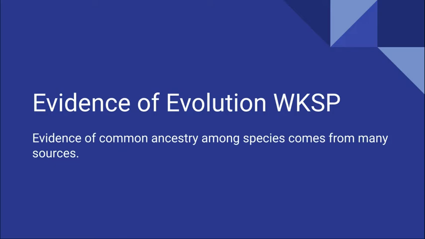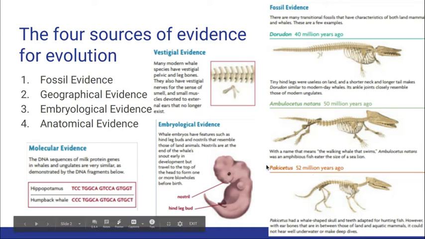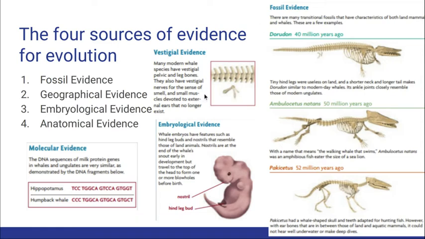The evidence of common ancestry among species comes from many sources. So our first objective question from our notes asked us about those sources. We have four main sources: fossil evidence, geographical evidence, embryological evidence, and anatomical evidence. And these images show the development of the modern day whales. We see the forms of evidence in fossil based, in our embryological, anatomical with vestigial, and molecular.